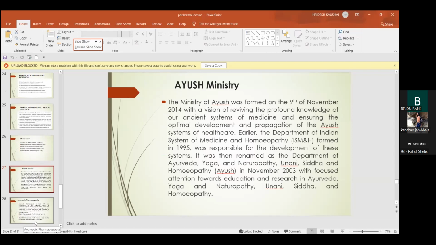The Ministry of Ayush was formed on the 9th November in 2014 with a vision of revealing the profound knowledge of our ancient systems of medicine to ensure the optimum development and propagation of the Ayush systems of healthcare. Earlier it was known as the Department of Indian Systems of Medicine and Homeopathy. Then it was renamed Ayush, as it covers all the aspects of Ayurveda, Yoga, Unani, Siddha and homeopathy. This ministry also helps to regulate all these traditional systems of medicine with respect to herbal products or herbal medicines.